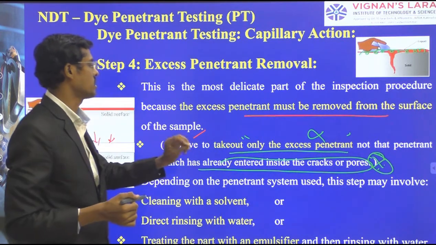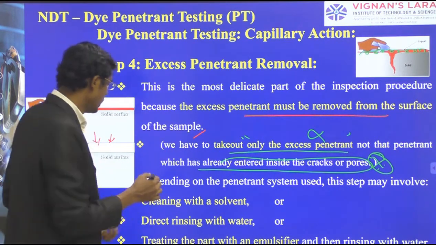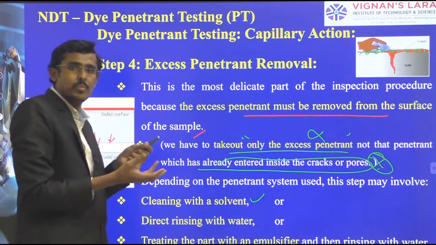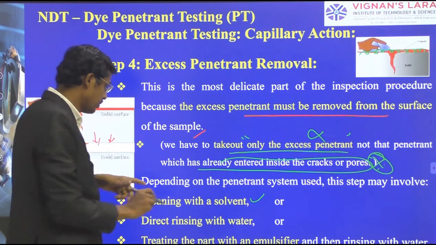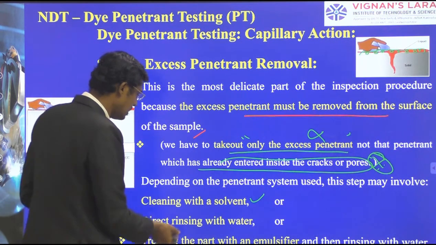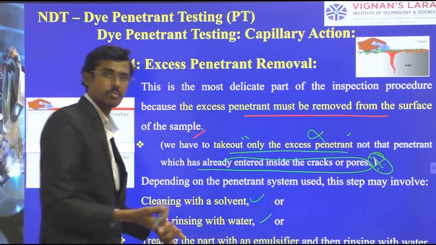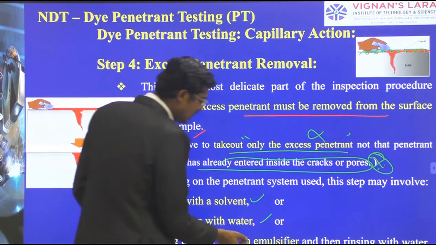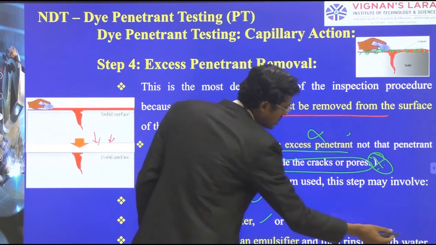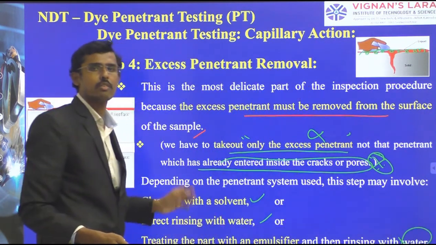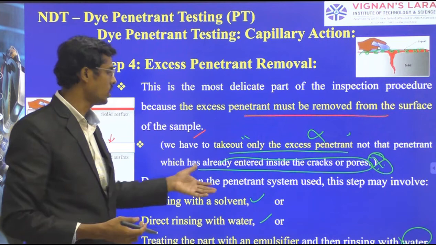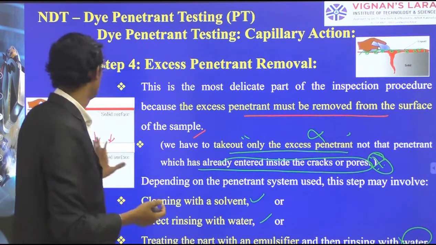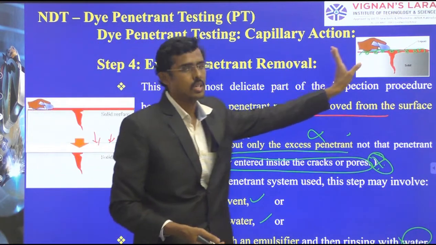Depending on the penetrant system used, this step may involve cleaning with a solvent, maybe a rough solvent, depending on the material, since it may stick. Cleaning with a solvent or direct rinsing with water may sometimes be very helpful, or treating the part with an emulsifier and then rinsing in water. Any method we follow, maybe a solvent, an emulsifier with solvent or water, or simple water, anything we can do, but only the excess penetrant has to be wiped out.